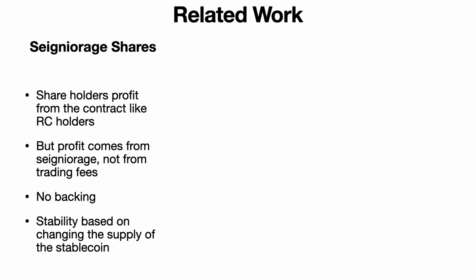In seigniorage shares, the shareholders profit from the contract, like the reserve coin holders profit in our case. One difference is that in their case, profit comes from seigniorage, and in our case, it comes from trading fees. In their case, there's no backing, and stability is based on changing the supply of the stablecoin. So I do think that researching unbacked stablecoins is very interesting, but I think that it's harder to achieve stability in that way. So that's why we preferred a stablecoin that is backed.